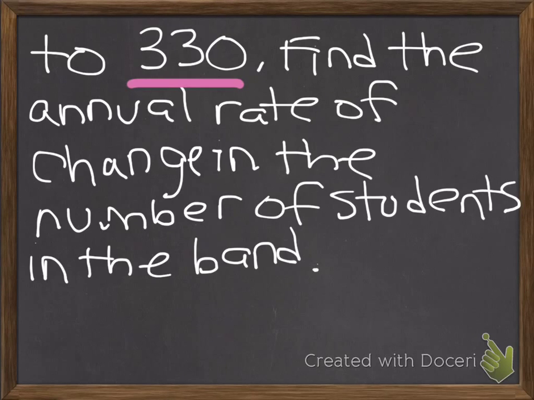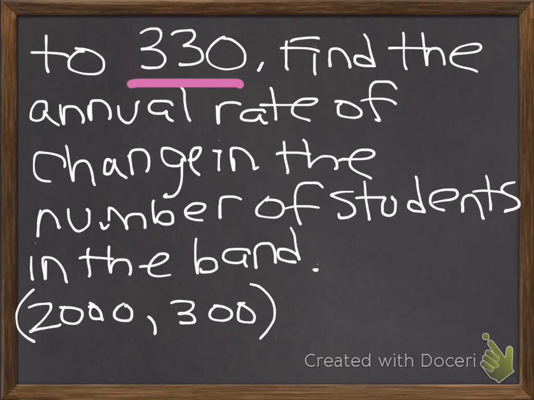So we need to think about what rate of change is, which is slope. So with slope, we need 2 ordered pairs. So we need to think of the numbers as being ordered pairs. Actually, I think it was 2000. So 2000, comma 300. That's our first set of information.